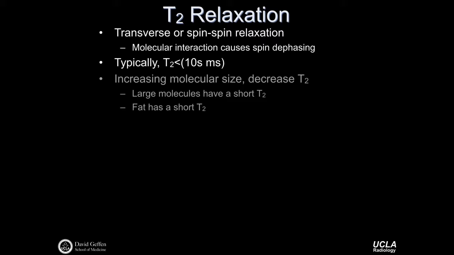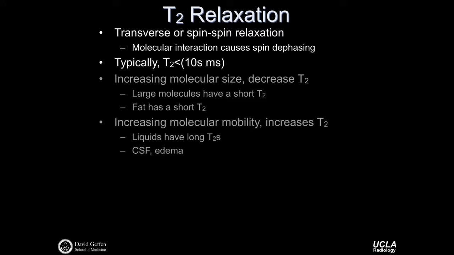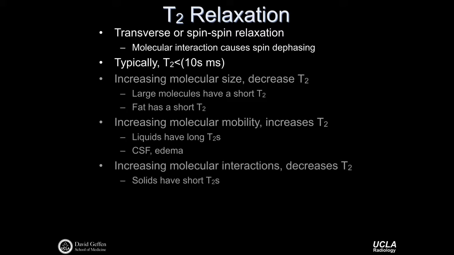That is, large molecules have a short T2, but something like fat has a short T2. Increasing molecular mobility actually increases T2. So consequently, liquids have long T2s, things like CSF or edema. And increasing molecular interactions actually decreases the T2. So solids actually have very short T2s. And that's why things like bone, ligament, tendon, meniscus, solid biological tissues tend to have very low MR signals.